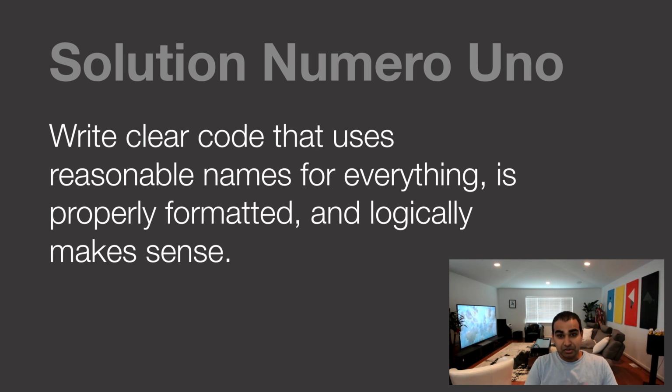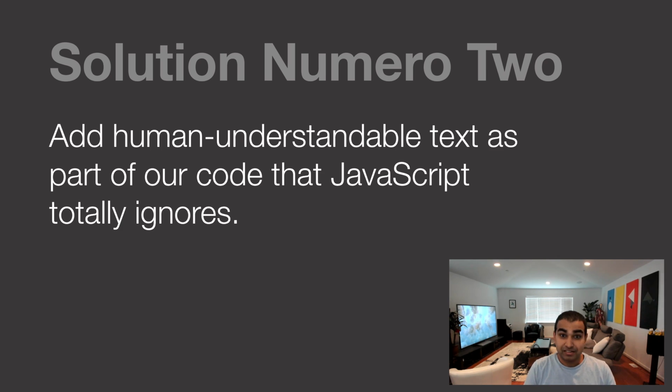And so there are two ways to make sure that the code you're writing communicates things very clearly. One approach, which I always encourage you to do independent of anything else, is to write clear code that uses reasonable names for everything, is properly formatted, and logically makes sense. This seems like something you would consider a good thing independent of any other factor. But the second solution is to also add some human understandable text as part of the code. And this is code that JavaScript completely ignores. This is basically going to be a comment.